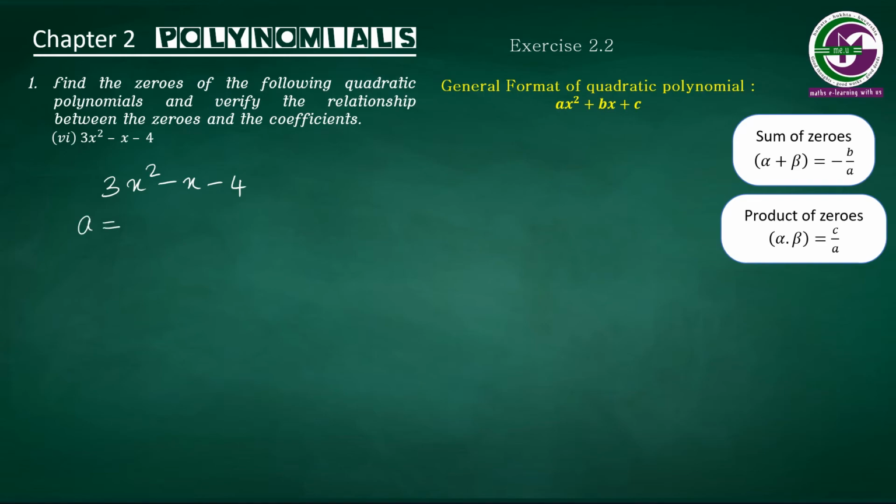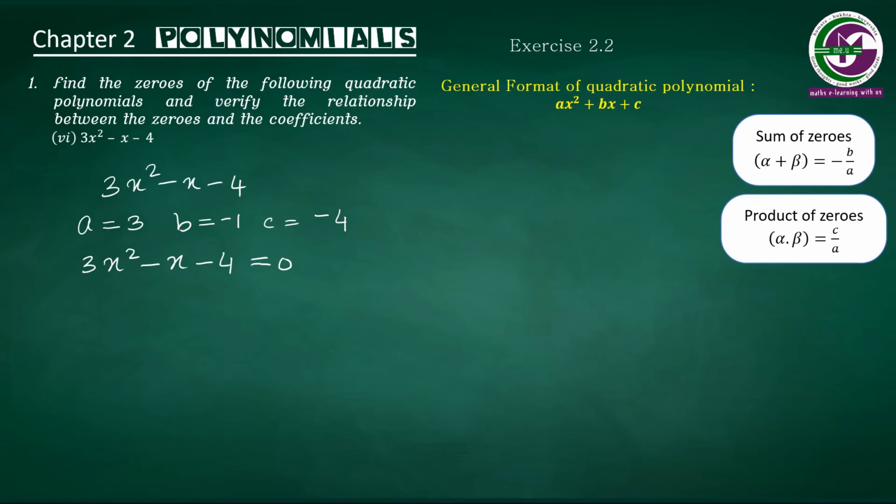A is the coefficient of x square, that is 3. B is the coefficient of x, that is negative 1. And c is the constant term, that is negative 4. Now to find the zero of the polynomial, we'll equate the polynomial to 0. That is 3x square minus x minus 4 equal to 0.